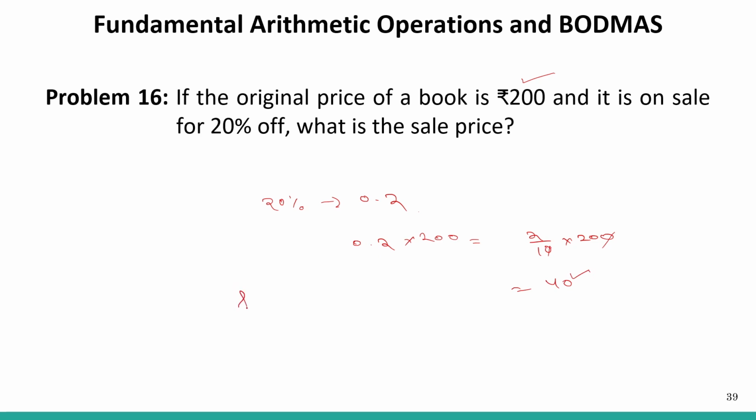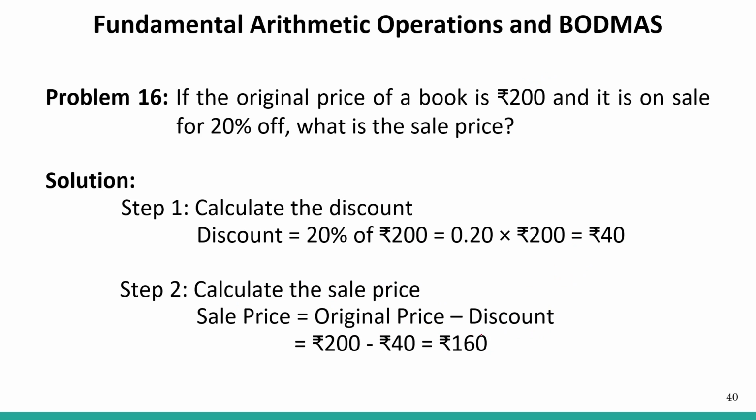So the final price is equal to book price minus discount. That is equal to 200 minus 40, which is equal to 160. So 160 is the answer. Original price minus discount is equal to sale price. 20% of 200 is equal to 0.20 into 200, that is 40. Okay. So we have the final answer.